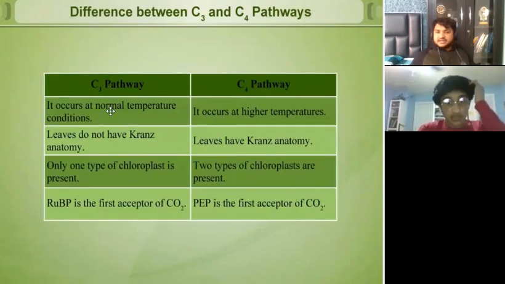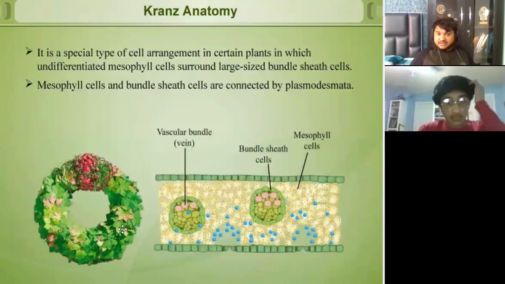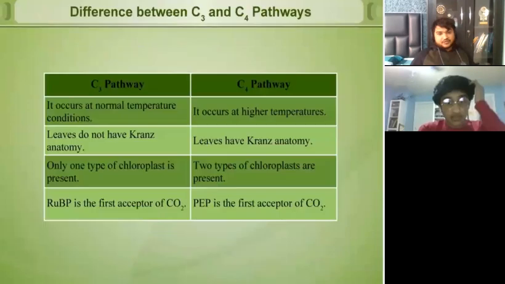So C3 occurs at normal temperature. C4 occurs at high temperature. Does it have the Kranz anatomy? That special type of arrangement? You saw the arrangement. This is very good for photosynthesis. It's not there in C3. So is Kranz anatomy present in C3 or C4? C4. So its leaves have the Kranz anatomy, a very special arrangement, but C3 doesn't have it. C3 has only one type of chloroplast, but C4 has two types of chloroplast.